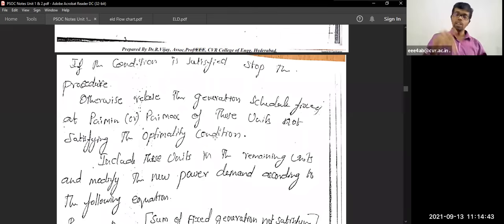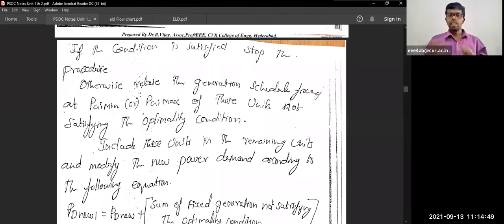If that condition is satisfied, stop the procedure and end the program. Otherwise, again we need to fix the generation to its minimum or maximum operating limits, and again we need to continue the same steps.